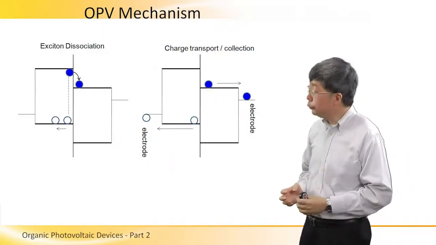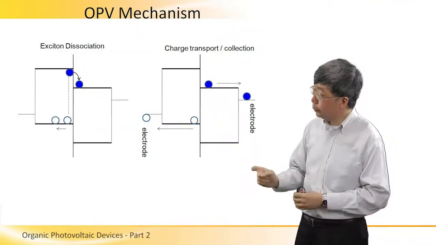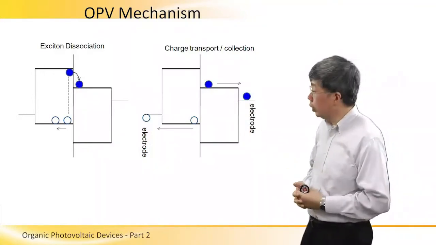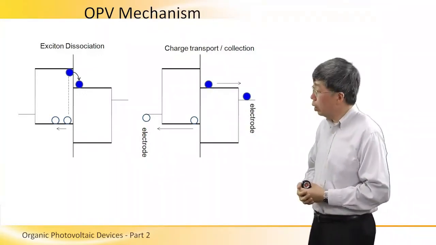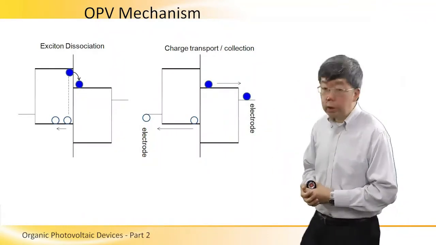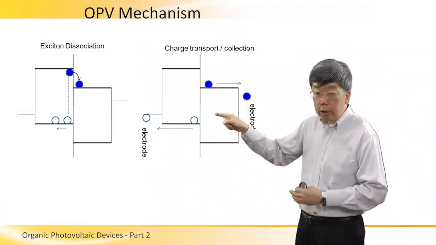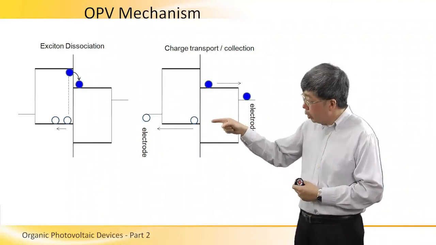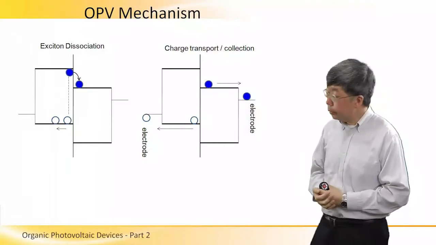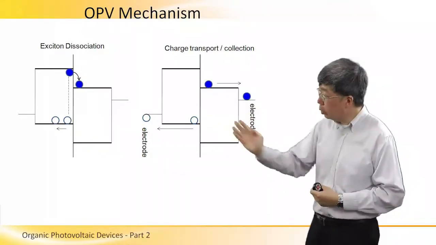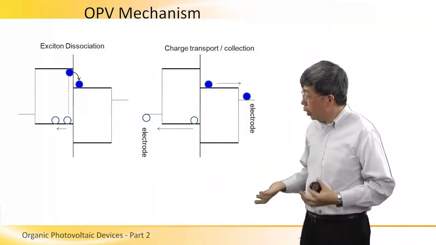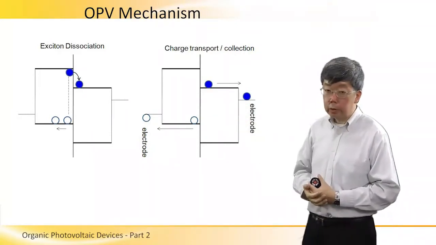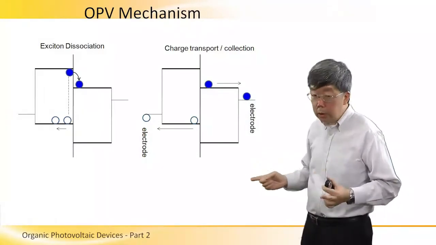After exciton dissociation, we basically have a hole in the donor and an electron in the acceptor, and they are free to move. Then we have the last step, which is charge transport and collection. By charge transport, we mean the electron in the acceptor will move towards the cathode electrode, and the hole will move through the donor towards the anode electrode on the left. By collection, we simply mean that these two charge carriers will arrive at the respective electrodes, and they become available to the external load.